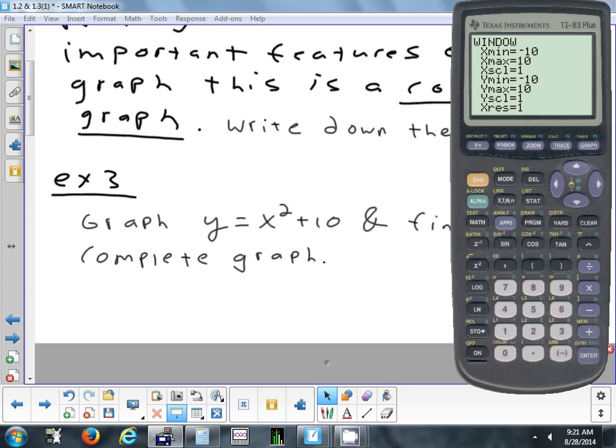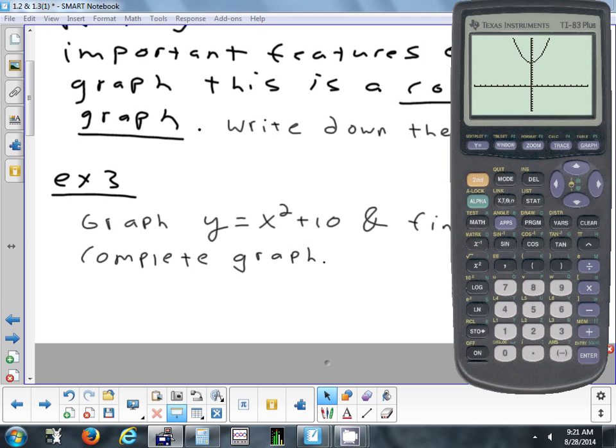You need to increase the maximum y value. Yeah, what would be a good value? 20. Sure. 20 is fine. I would say that's a complete graph. It's a parabola. I know it's not going to turn back down again somewhere way off the screen. It can't. It's a parabola.